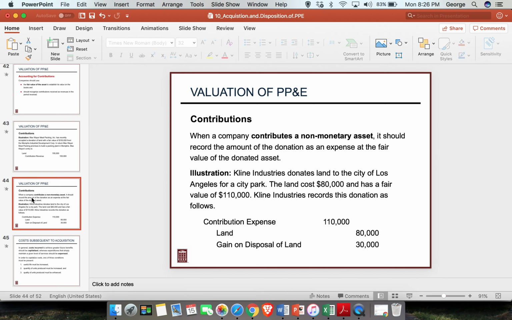But notice, this is kind of funny. Even though we're reporting expense, we have to report the gain on the disposal of land. The land is worth $110,000 and it only cost $80,000. So we have to report this gain on disposal of land for $30,000. Which is interesting, because they're recording a gain on a transaction that's an expense.